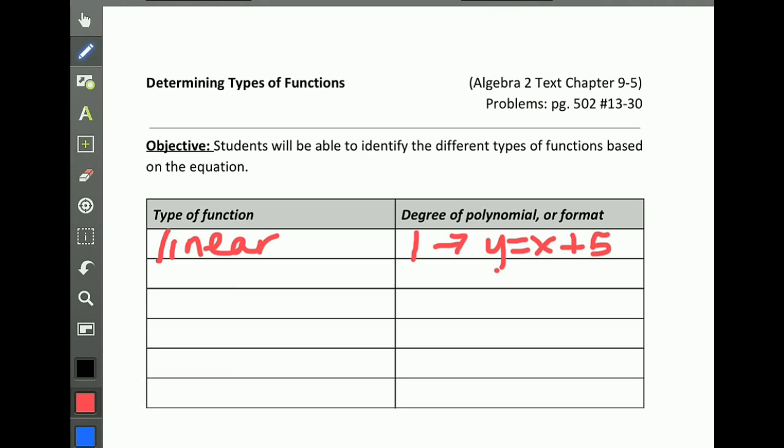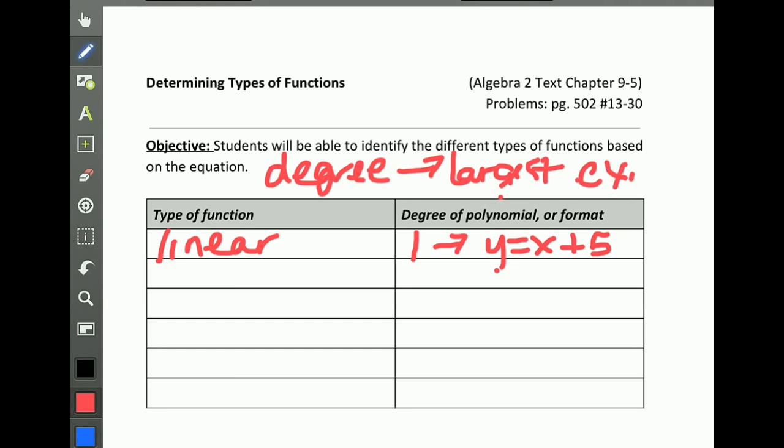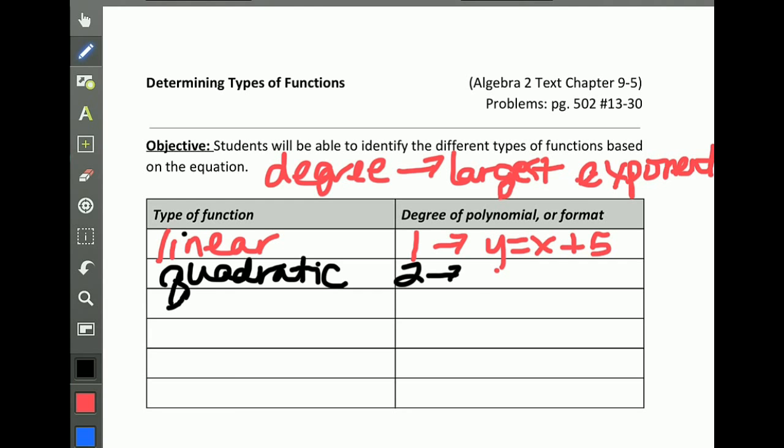The degree of a polynomial is always the largest exponent that polynomial has. Okay. So the other type that we would have is quadratic. Has a degree of 2. Looks like y equals x squared plus 2x plus 1.